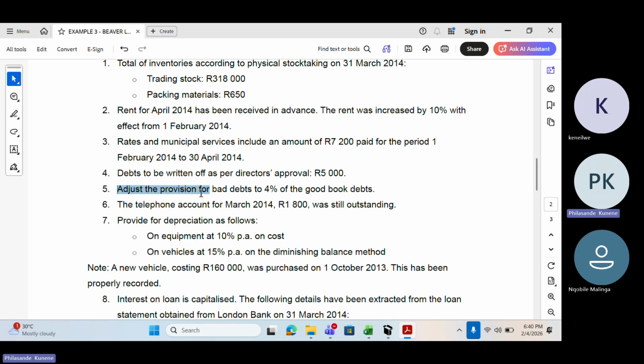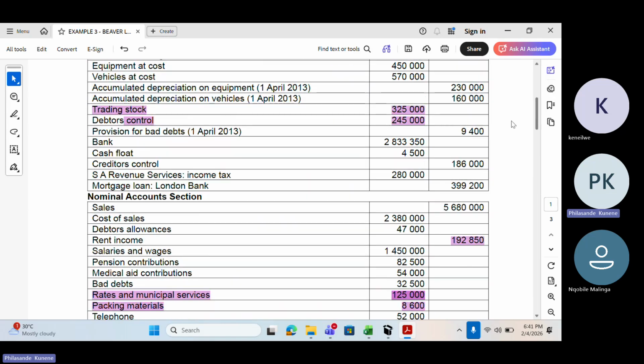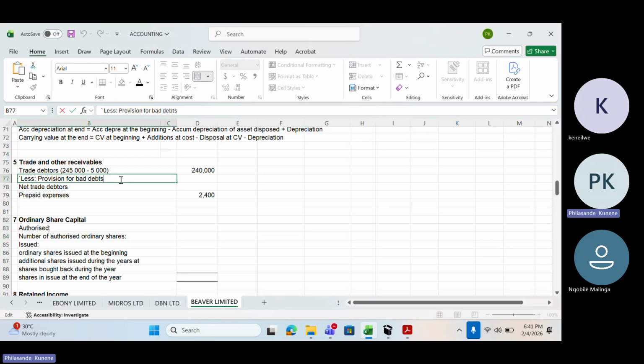Now they're saying here, adjust the provision for bad debts to 4% of the good book debt. So which means now I need to do this adjustment. Number 1, it is going to affect the income statement, provision for bad debts adjustment. Number 2, it is going to affect the balance sheet. This one, I want us to do it in terms of the balance sheet first. Provision for bad debts adjustment that we have in our balance sheet at 1 April 2013, which is the beginning, we have 9,400. This is my provision for bad debts adjustment. So I'll go to my note number 5 and say 9,400, right?